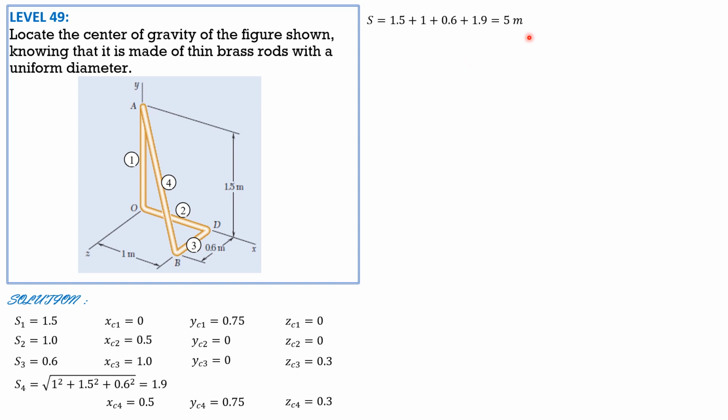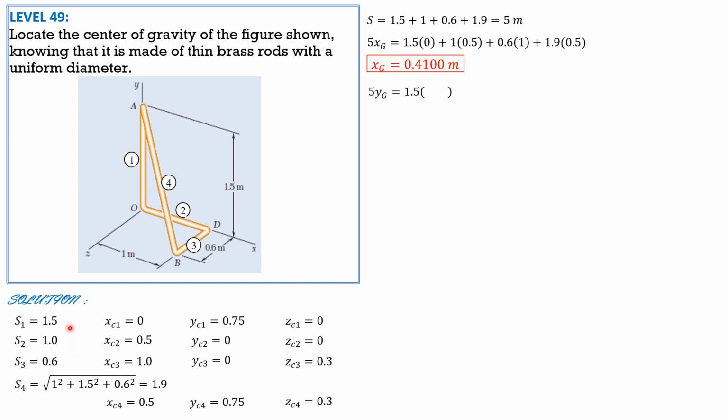Applying Varignon's theorem, 5 times xg is equal to 1.5 times 0 plus 1 times 0.5 plus 0.6 times 1 plus 1.9 times 0.5. So xg can now be computed. It is equal to 0.4100 meter.